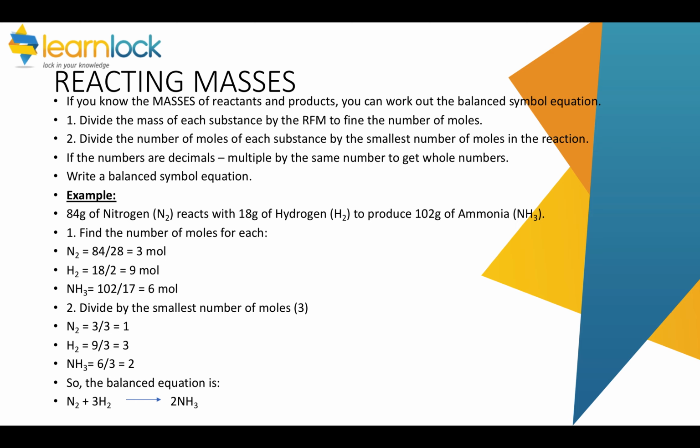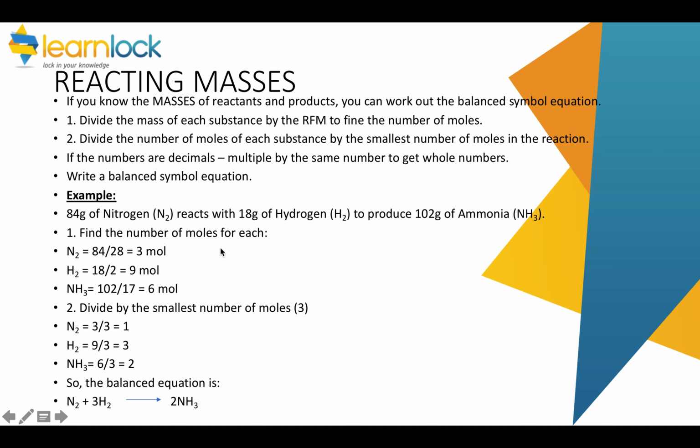If the numbers are decimals, then you can multiply them up to get whole numbers, and then you can write out the balanced equation. Let's look at an example. It says 84 grams of nitrogen reacts with 18 grams of hydrogen to make 102 grams of ammonia. So how would you write that out as a balanced symbol equation?